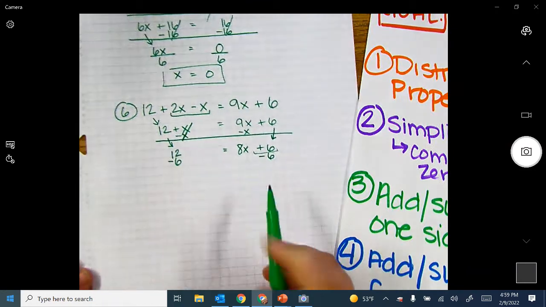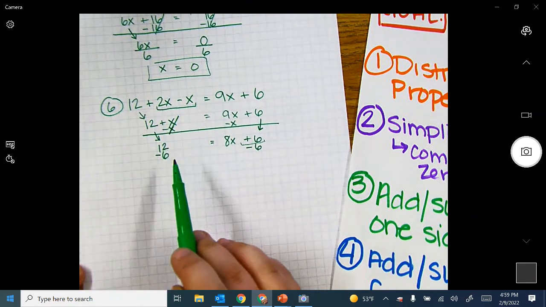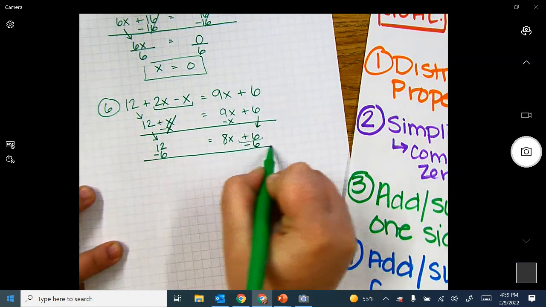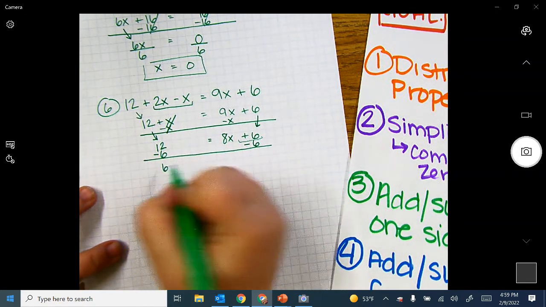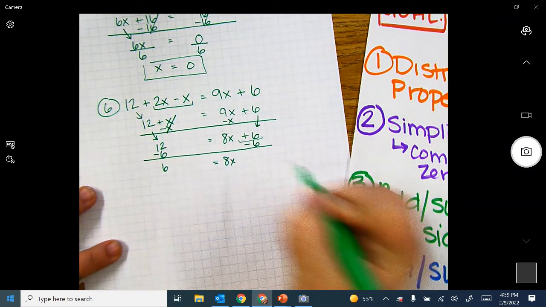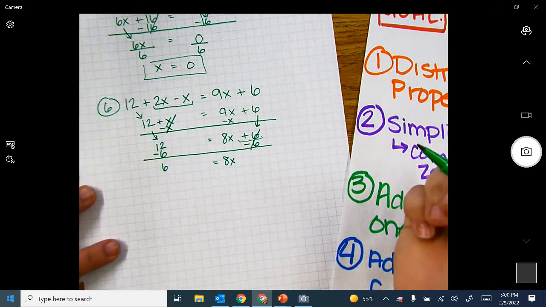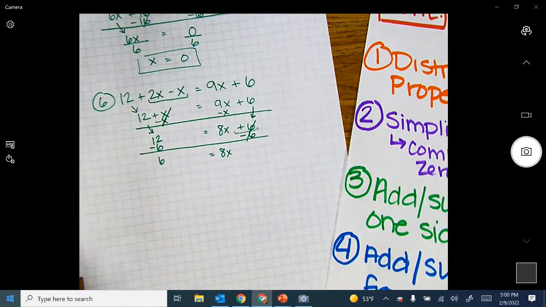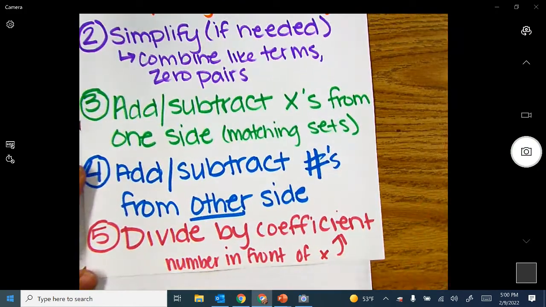And if you think about matching sets, I have 6 positives over here and 12 positives over here. So the most I can take away is 6 from each side. So I had 12, took away 6. So now I have 6 left. And over here, I have 8 x's because those 6's canceled out or went away. Oh, they made this one not a pretty number too. That's okay. So now I have 6 is equal to 8x, and that was step number 4 done.